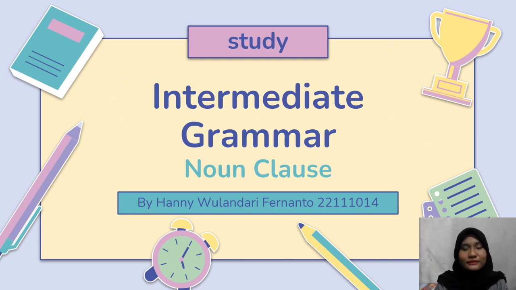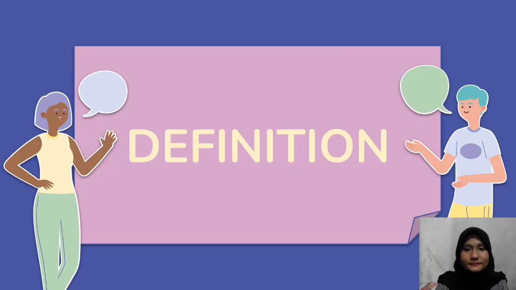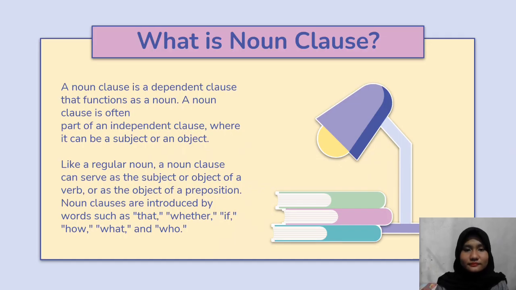English language. So first we are starting off with the table of contents. First we have the definition, second we have the types, and third we have the examples. So first we are starting with the definition.